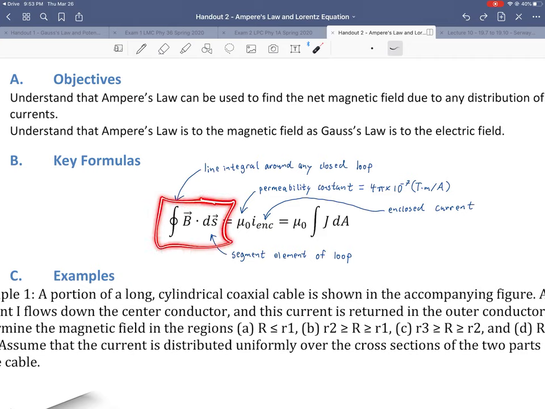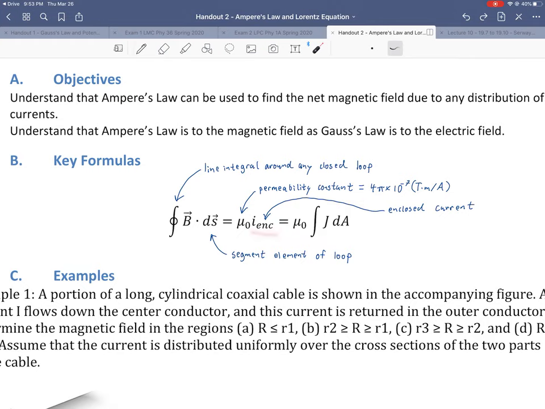Whatever field there is is telling us there must be some current inside. And depending on the strength of the field, that tells us how much current there is. It's as simple as that. It gives us a numerical value of the enclosed current. Okay, now, I set it equal to one other expression.